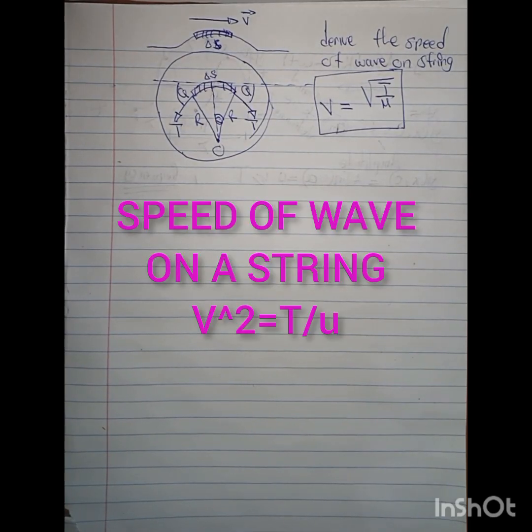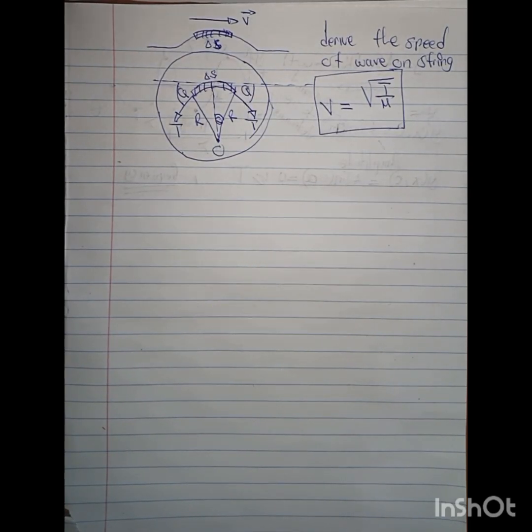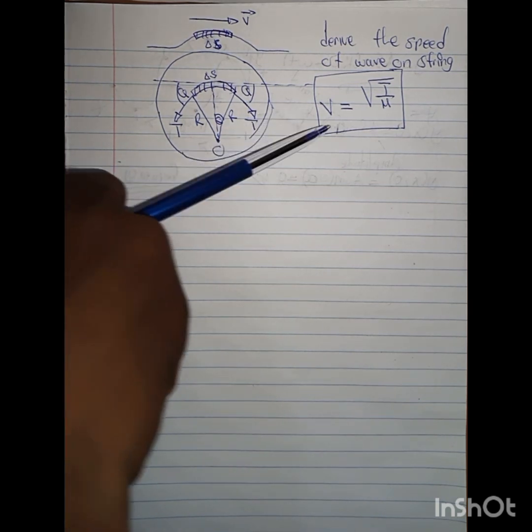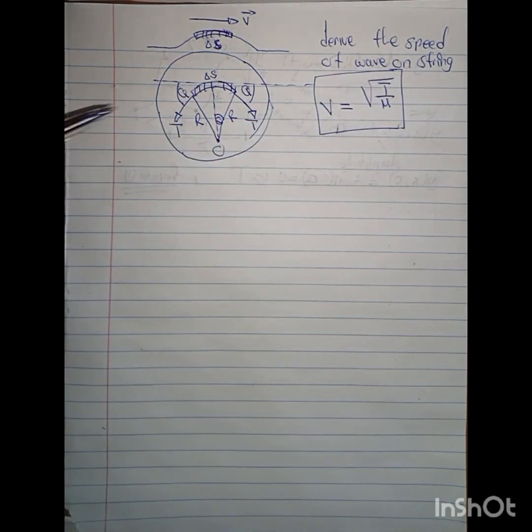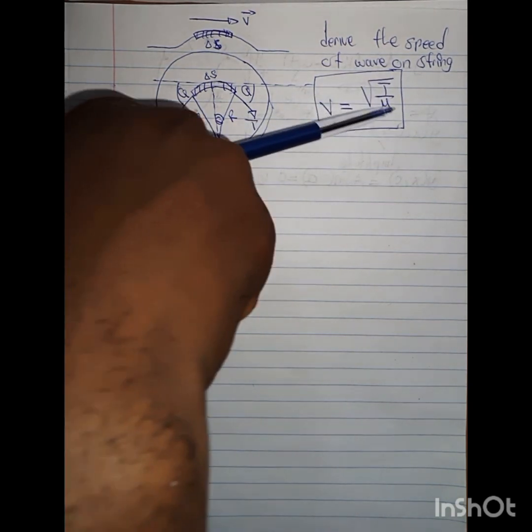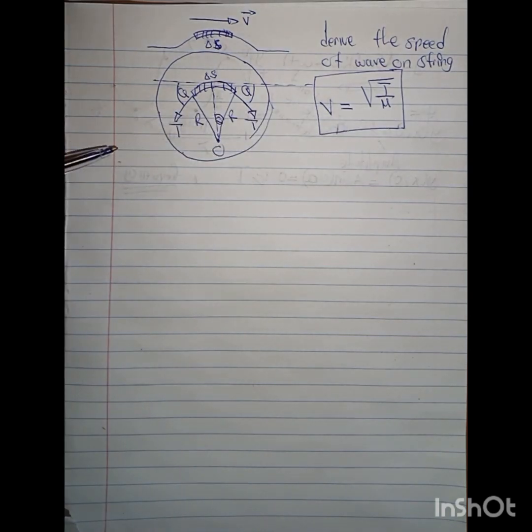In this video, we want to learn how to derive the speed of a wave on a string. So the speed of a wave on a string is given by the following equation: v equals the square root of T over mu, where mu is the mass per unit length.